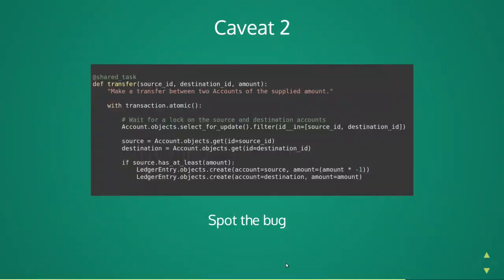Okay, caveat 2, spot the bug. So I changed this a bit, and I decided that I didn't want to do a concurrency on destinations as well as sources. So I did this, a select for update, and I did a filter instead. So it waits and it acquires the lock on both instead of just one. What's the bug? This killed me. It's so obvious once you see it. Because it works in the shell. Yeah, it does work in the shell.